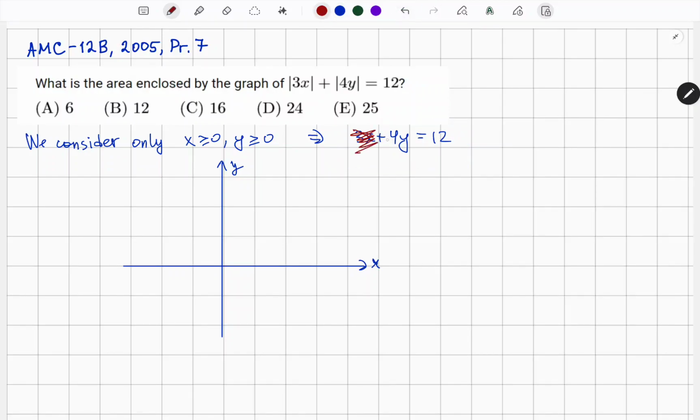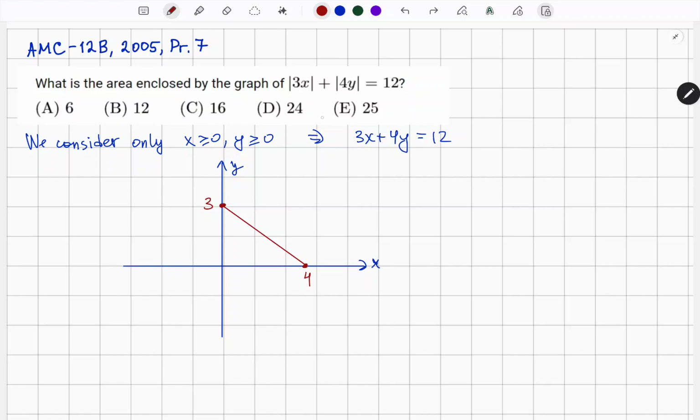In order to be fast with drawing this graph, I used the two points method. If x equals 0, then y is equal to 3. Let's put it here, y is equal to 3. If y is equal to 0, then x is equal to 4. So this point, yep, it's this point. Then we connect these two points with a straight line, because it's a linear function.